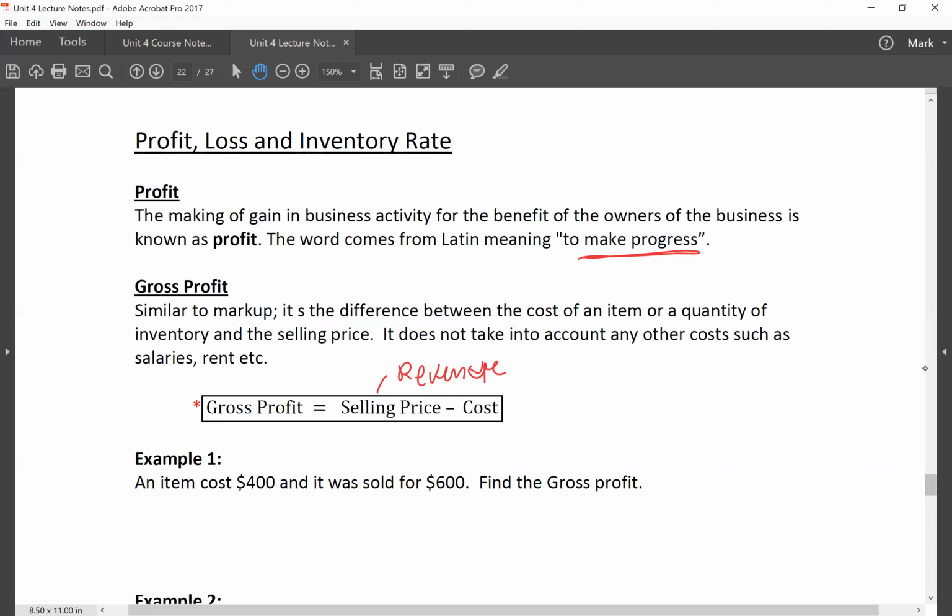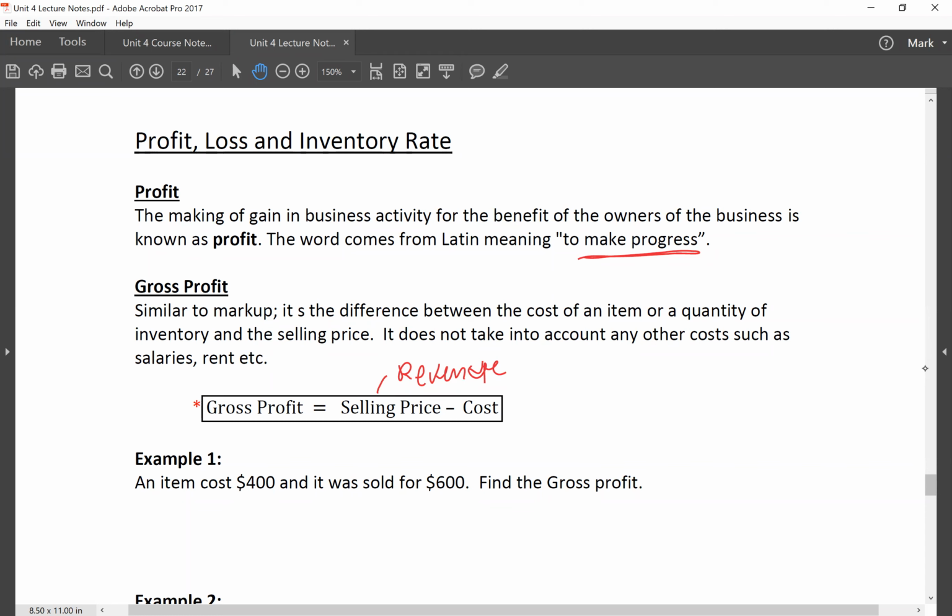It's very, very much like markup. But one interesting thing about gross profit is, again, that you can see it in the definition there, it doesn't take into account any other costs. So what are some costs that businesses would have? It could be the salaries of other employees. You have to pay people to work for you. It could be the rent of the building that you own. It could be as simple as the gas or mileage that you use to deliver the item. So gross profit is the simple definition of profit.